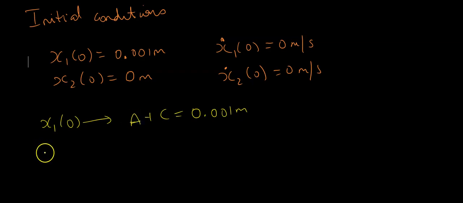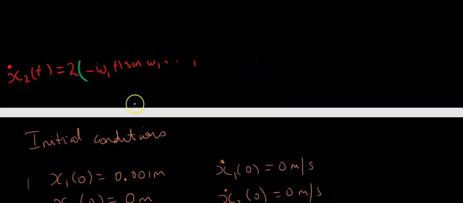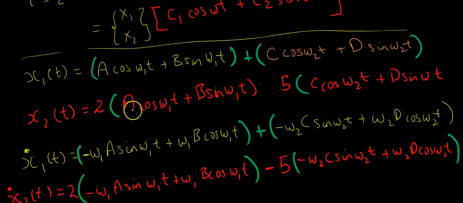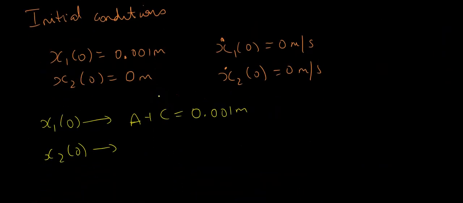Now, what about x2 at time t is equal to 0? You're going to see how simple it is again. You're going to say, well, at time t is equal to 0, cos is 1, so I'm going to have a, but it's 2a, and sine is 0, this disappears. Cos of 0 is 1 again, so I'm going to have 5c, and sine of 0 is 0. So basically I'm going to have 2a minus 5c. But now I'm going to have 2a minus 5c is equal to 0, right?